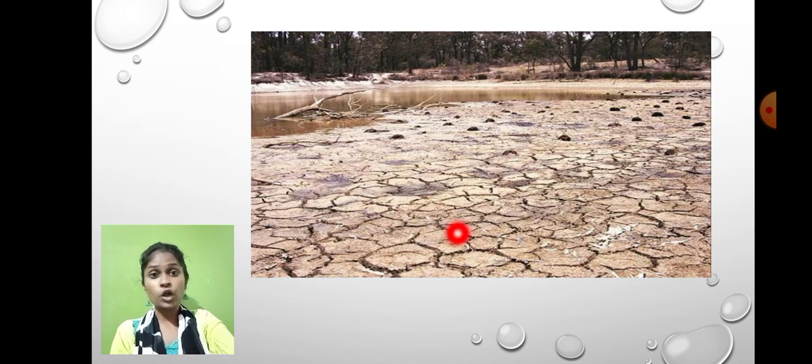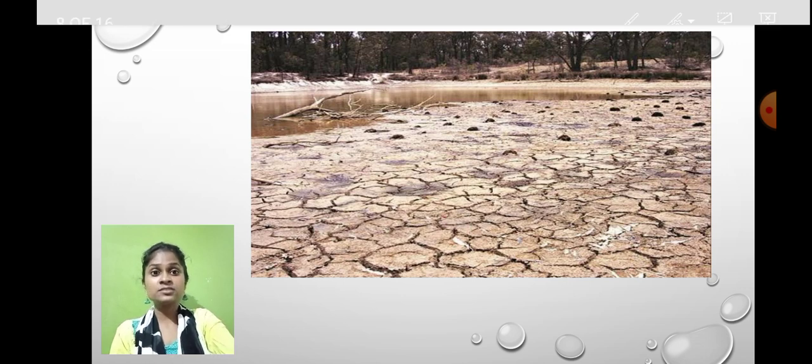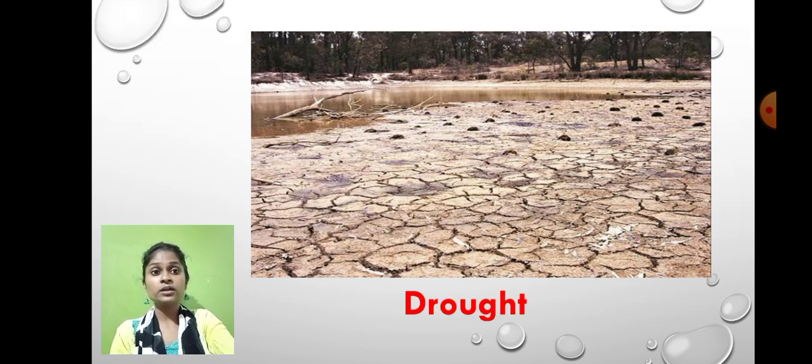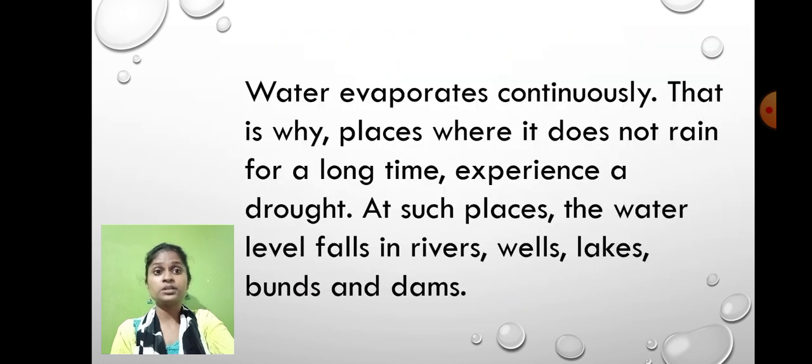If plants are not able to grow in such an area, how will we get food material to eat? If there is no plant, there is no existence for us also. So this condition is called as what? Drought condition. Drought condition is caused when there is no water. Because of the deficiency of water, drought condition occurs.